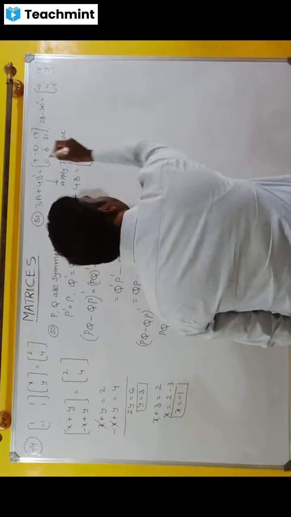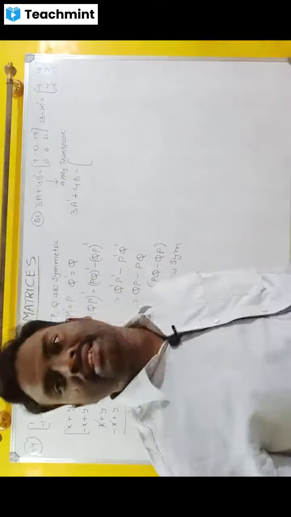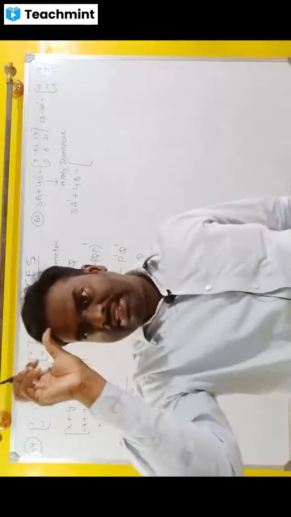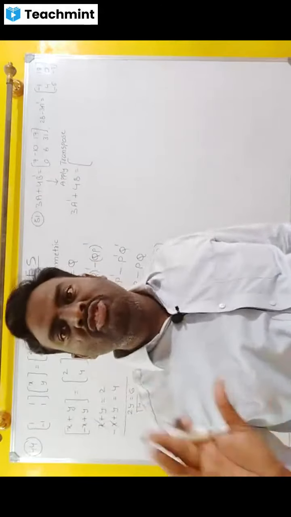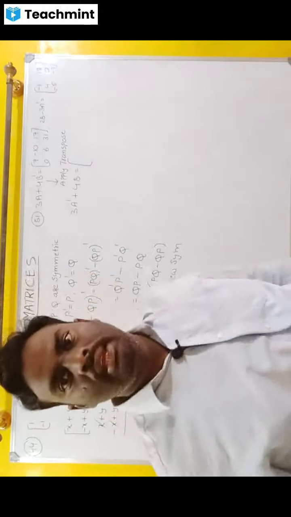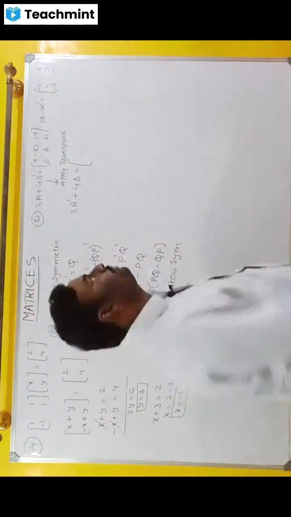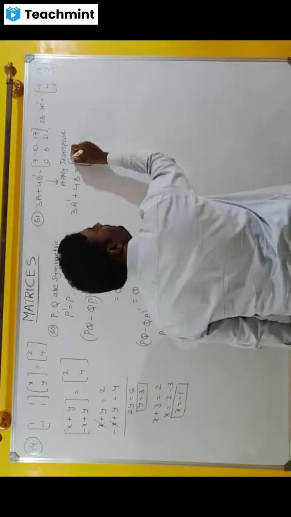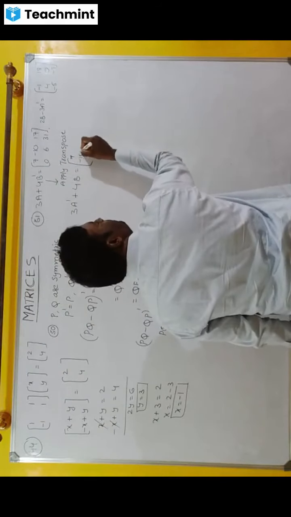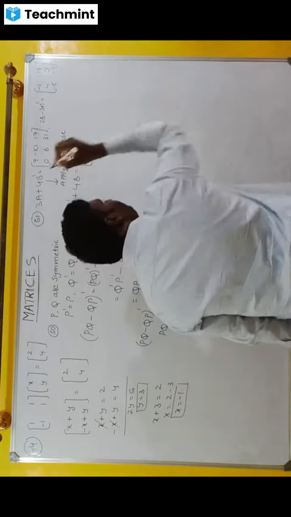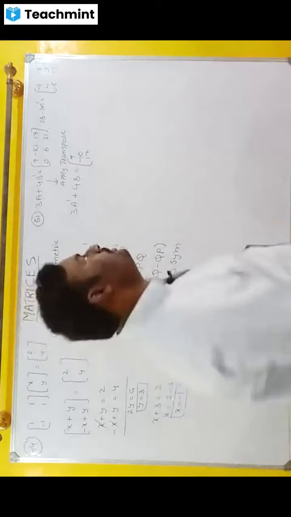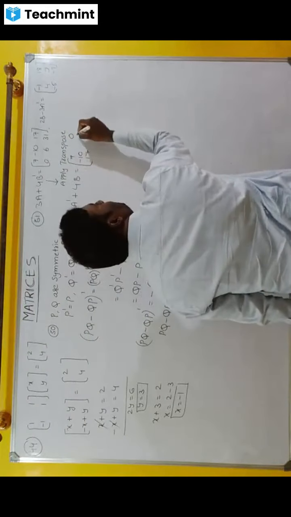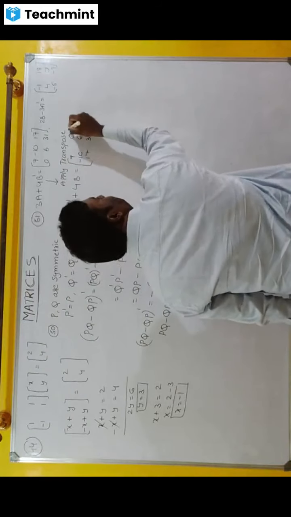Next, the right side matrix is there. How to apply transpose for a matrix? A row can be interchanged to a column. Here what is the first row? 7, minus 10, 17. It can be taken as the first column. What is the second row? 0, 6, 31. It can be taken as the second column.